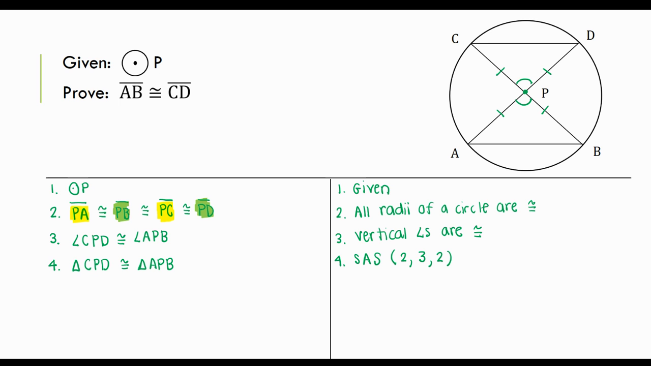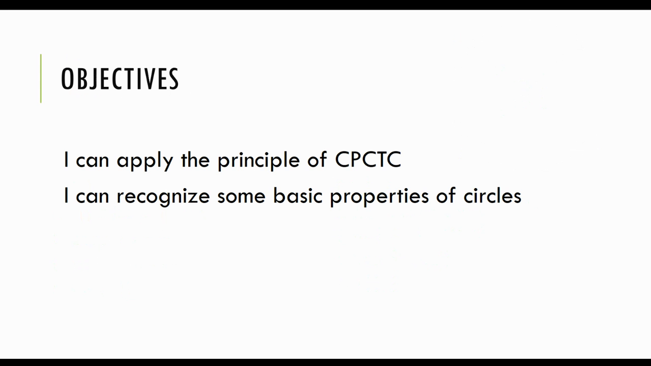But now that I have congruent triangles, remember, any other parts of those triangles are congruent. So we have enough to prove that the segment AB is congruent to the segment CD, and that's because of this new theorem of CPCTC. Corresponding parts of congruent triangles are congruent. So that's us applying the CPCTC and recognizing basic properties of circles.